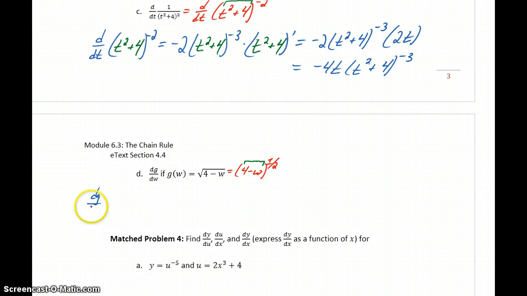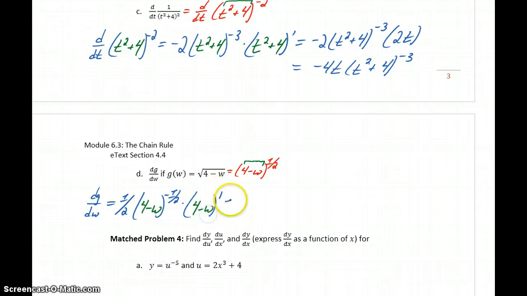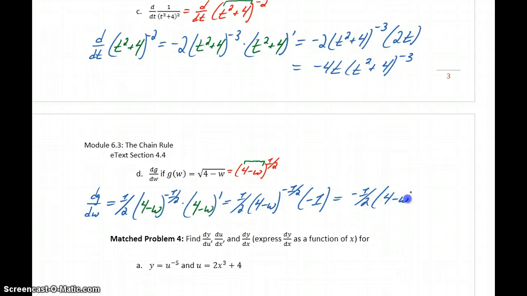So the derivative of that function g with respect to w is going to equal 1/2 times the quantity 4 minus w to the negative 1/2 times the derivative of 4 minus w, which will give us 1/2 times 4 minus w to the negative 1/2 times negative 1, or negative 1/2 times 4 minus w to the negative 1/2.